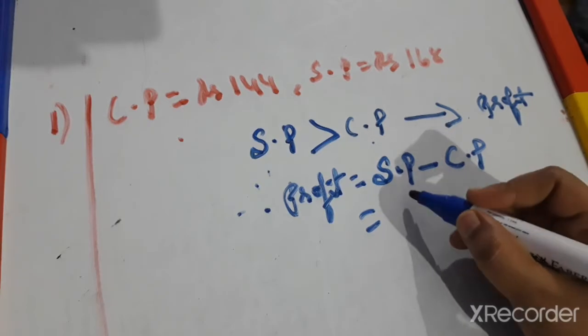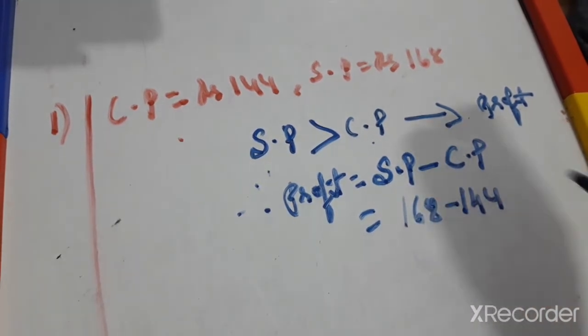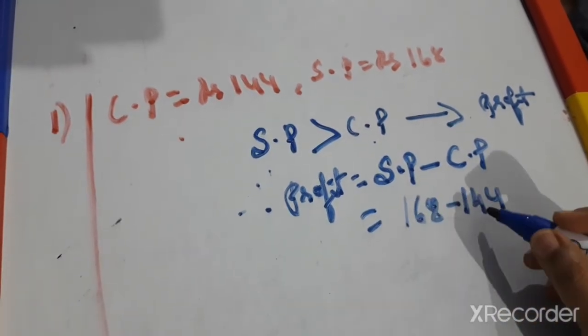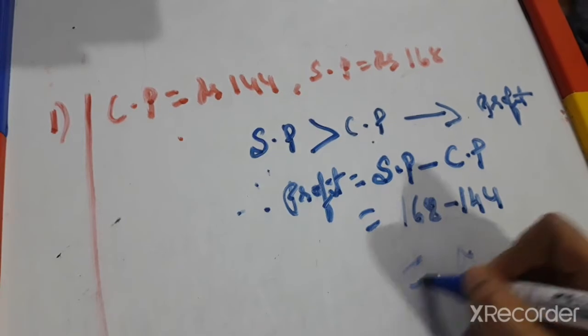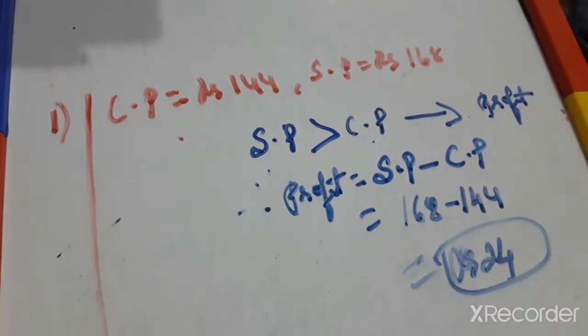So here 168 is the selling price and 144 is the cost price. Now 168 minus 144 means rupees 24. 24 is the answer.